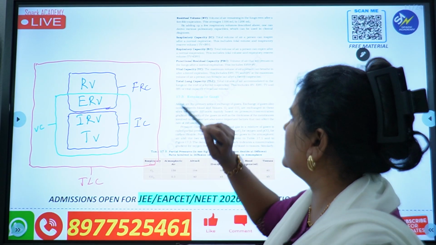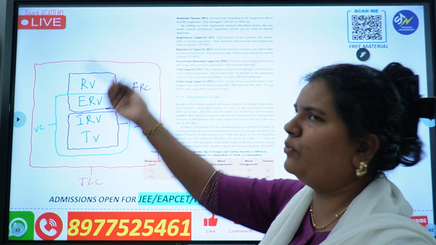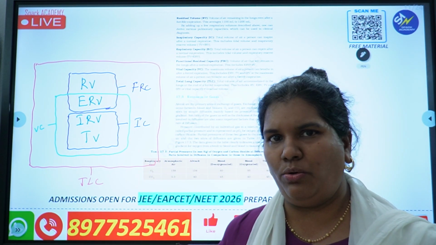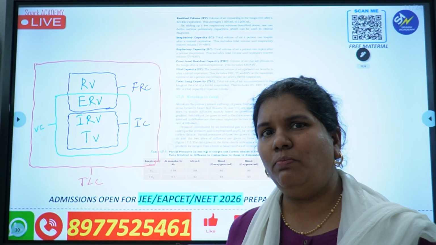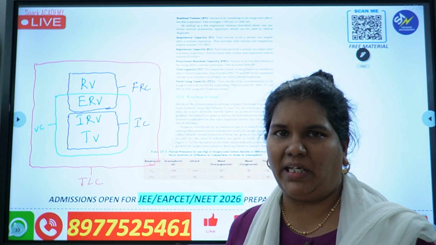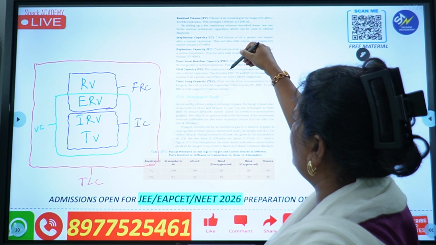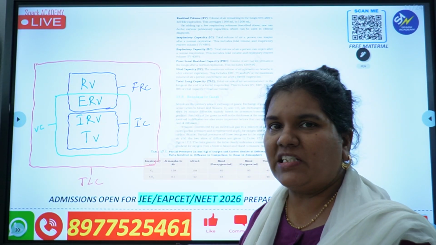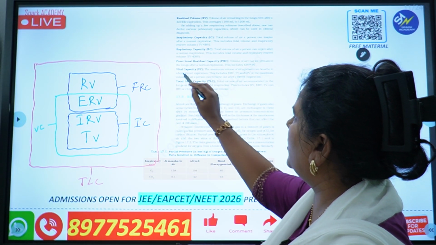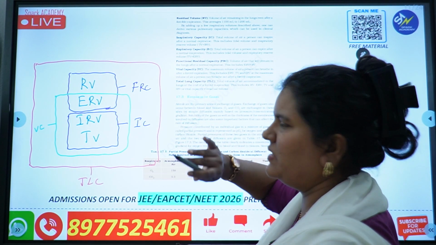Vital capacity. What is vital capacity? The maximum volume of air a person can breathe after forceful expiration. See, I'm forcing all the air out and after that the maximum volume means tidal volume plus the extra amount of air that I'm taking in is vital capacity. That means extra amount of air that I'm taking in, extra amount of air that I'm expelling out, all that summed up together is vital capacity, which is ERV plus IRV plus TV.